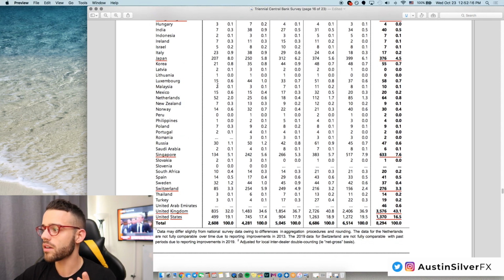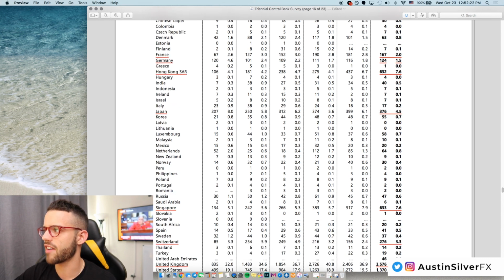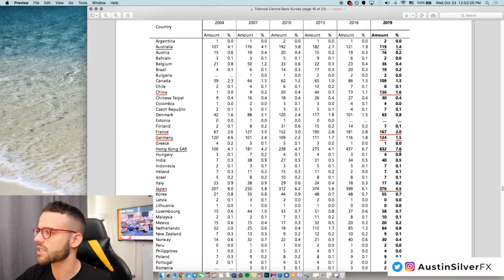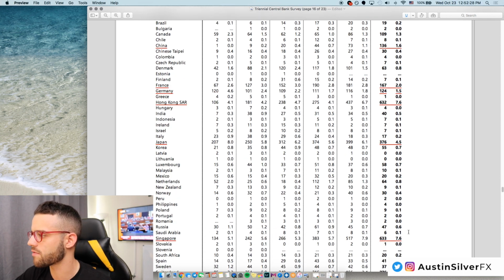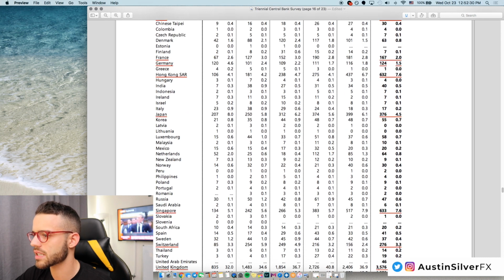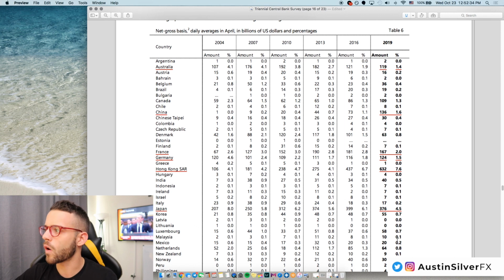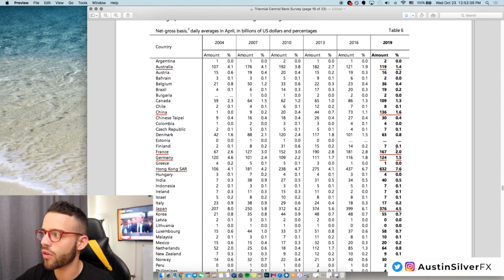The number one we already talked about is the UK, 43%. The United States is right behind them, second at 16.5%. It's these other numbers that I'm interested by. It's Hong Kong at 7.6, Japan at 4.5, Singapore at 7.6, Switzerland at 3.3. Those emerging ones are interesting to me because I'm going to keep an eye on these every 3 years with this survey. Look, France at 2%, Germany at 1.5%, China coming up at 1.6%.